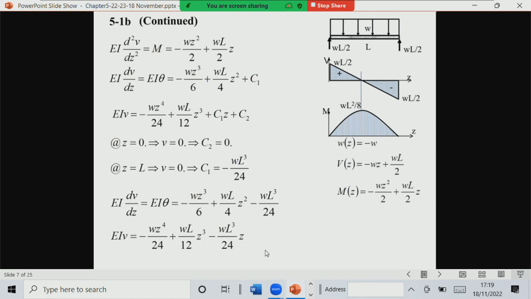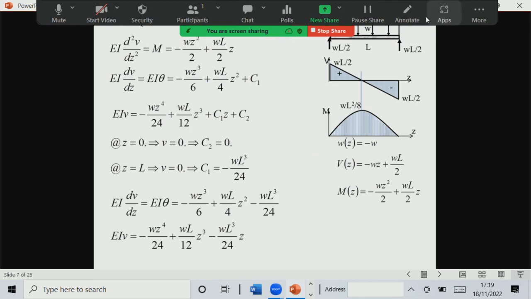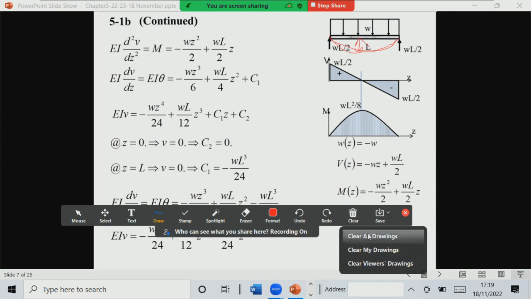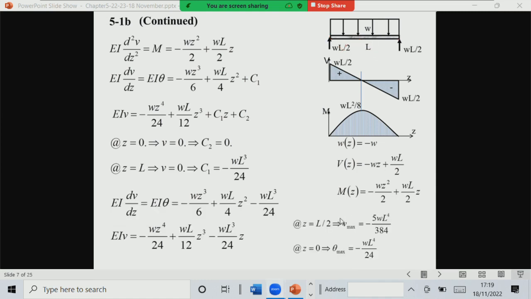Now in this case, for a simply supported beam, the maximum deflection occurs in the middle. If you draw the deformed geometry of the beam, this is the exaggerated deformed geometry. The maximum deflection occurs in the middle here. So at z equal to L over 2 we have the maximum deflection, and we have maximum slope at these two ends, not at the middle. At the middle, the slope is not maximum, it is 0. Any questions in regard to question 1b?